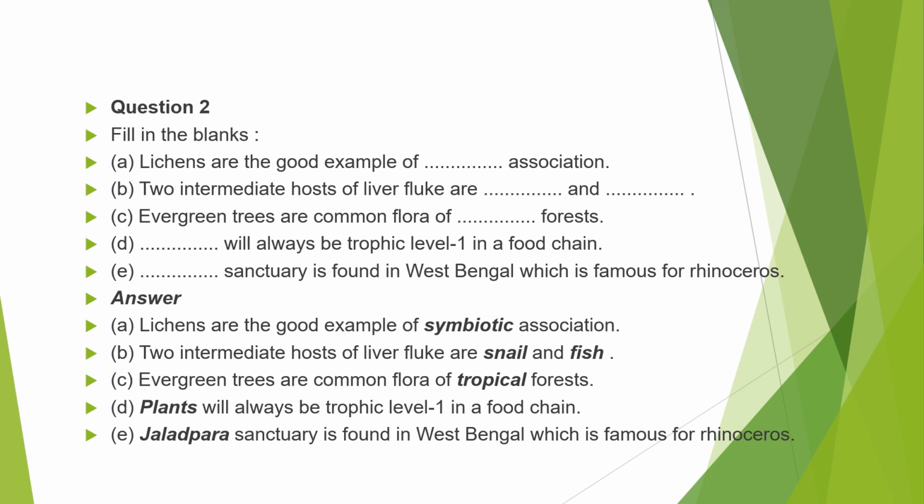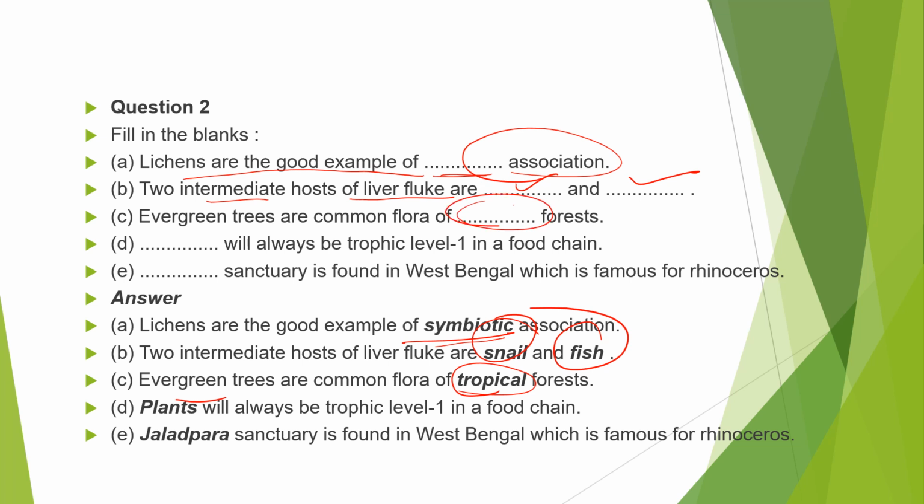Now next is fill in the blanks. The first question is: lichens are a good example of dash association. It is symbiotic association. Two intermediate hosts of liver fluke are dash and dash, that is snail and fish. They are the two intermediate hosts of liver fluke. Now, evergreen trees are common flora of dash forests. Which type of forest? That is tropical forest.